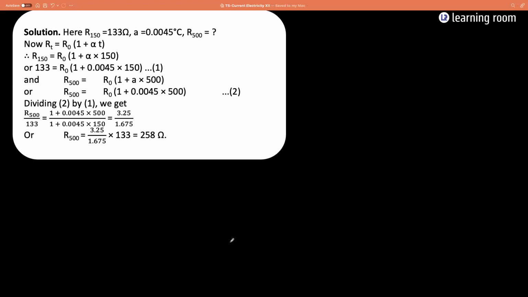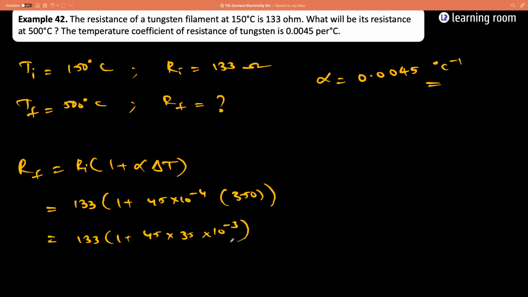Sir, they have done this on the 115. So R0 into 1 plus alpha T, they put. Alpha delta T, they put. Yeah, it's actually alpha delta T. There is a mistake. Sir, RF value they substituted as 133, sir. Did we? No, I didn't substitute.